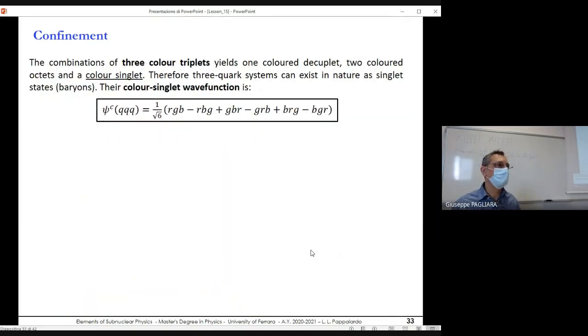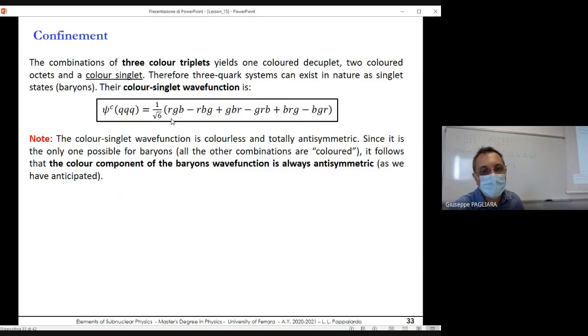When you now put together three color triplets, as you know already from SU3 flavor, you obtain a decuplet, two octets, and a singlet. And this makes a difference, because now we have a color singlet. So the three-quark system can exist in nature because they can combine to make a singlet state. So all the baryons that we observe in nature are color singlets, due to this color combination. And you see here the color singlet wave function for baryons, which is the permutation of all three colors, red, blue, and green.